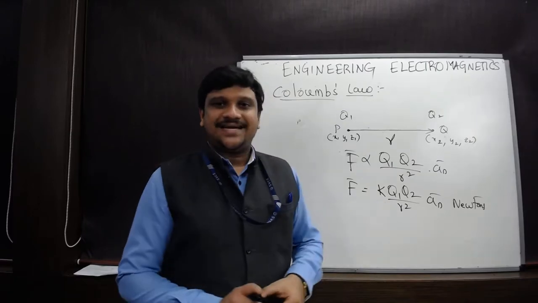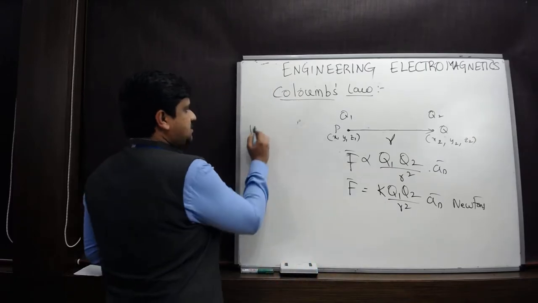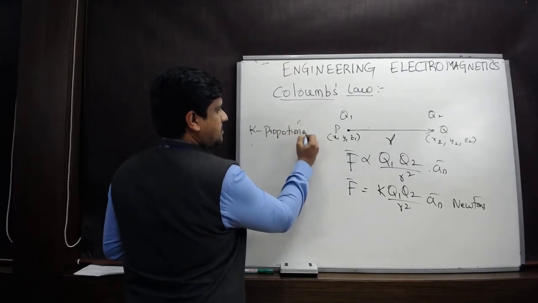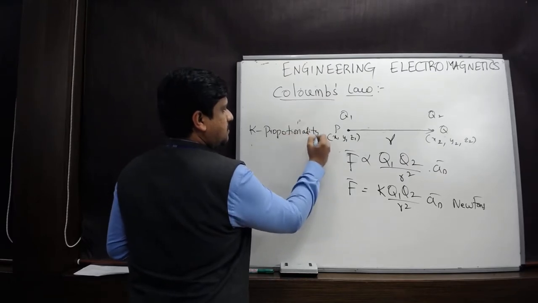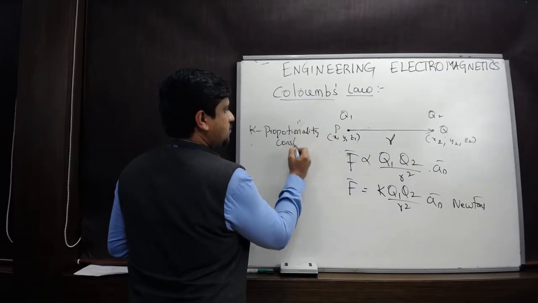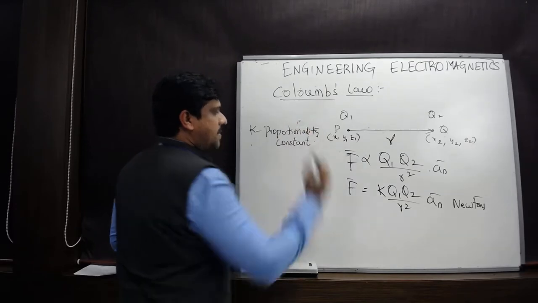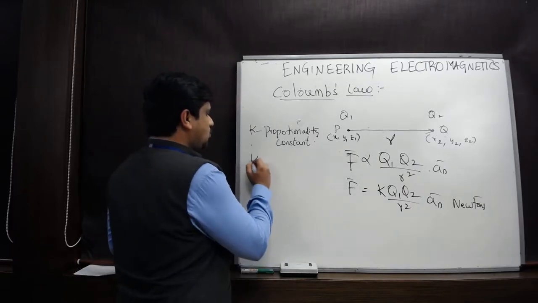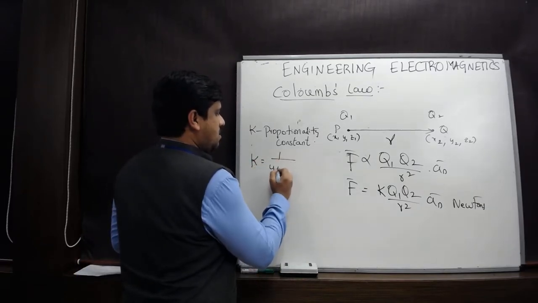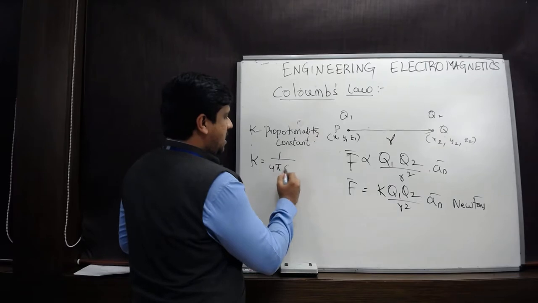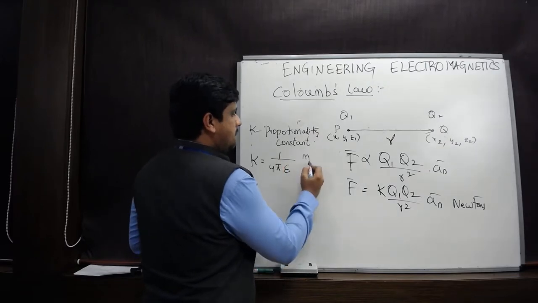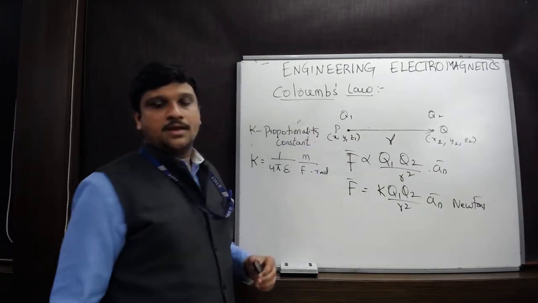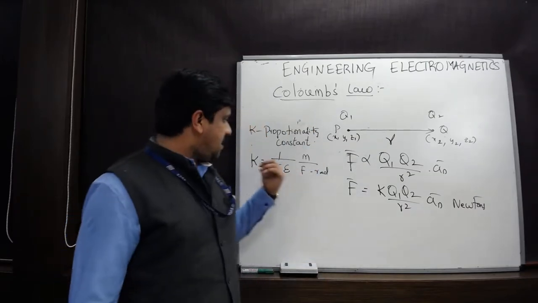Okay, what is K exactly? K is called the proportionality constant. It has a value like K is equal to 1 by 4 pi epsilon, with units meter divided by Faraday radians. So this is the unit for the K.